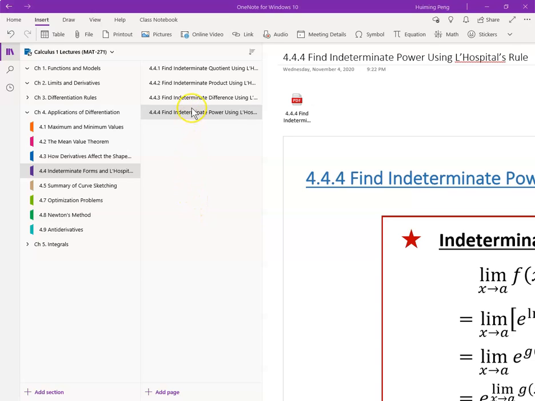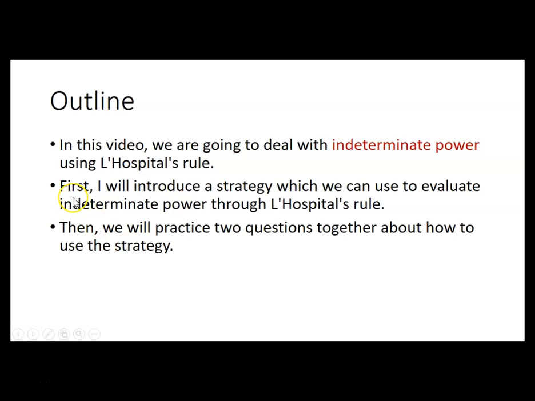In this video, we are going to deal with the indeterminate power using L'Hopital's rule, which is the last objective in this section. Let's see the outline. First, I will introduce a strategy which we can use to evaluate the indeterminate power through L'Hopital's rule. Then we will practice two questions together about how to use the strategy. Let's see the material.